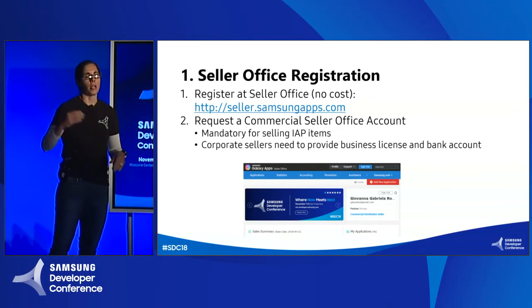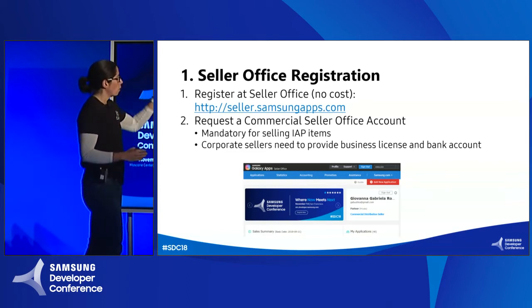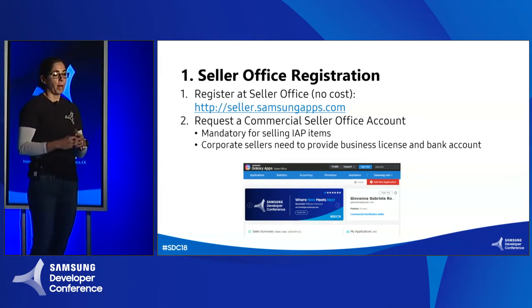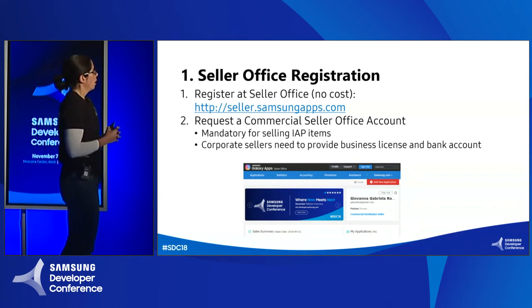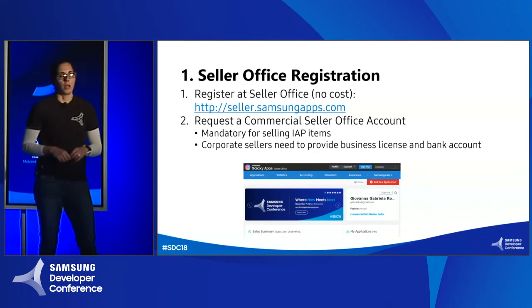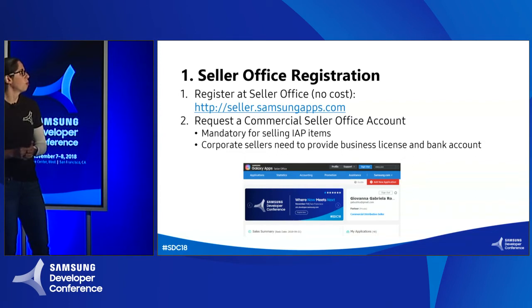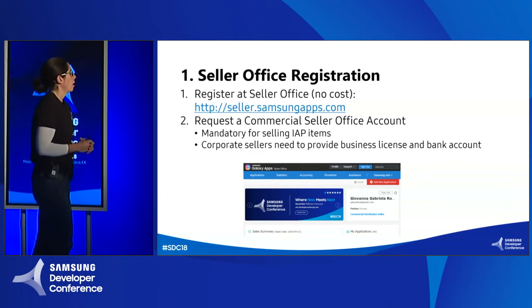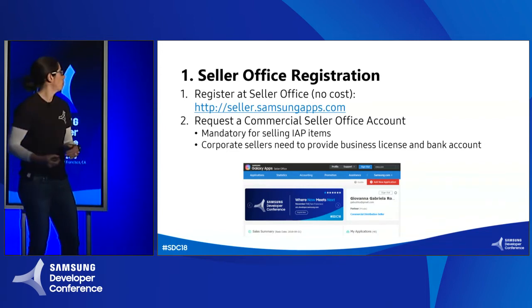Don't wait until you actually have a final APK or a better structure of how you're going to sell the items. Cover this step. It's a manual process from our side. Our team actually reviews the documentation that you provide. It has to be a business license and bank account, and everything has to match with your country. So it takes a little bit of time, usually 3 to 5 days. So please take care of that immediately so it won't block the development or the release of your application.